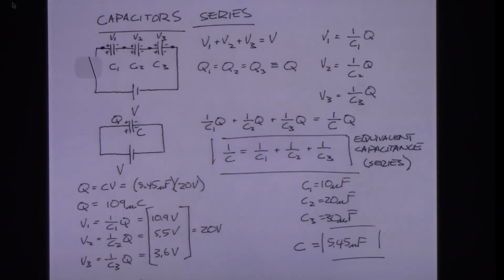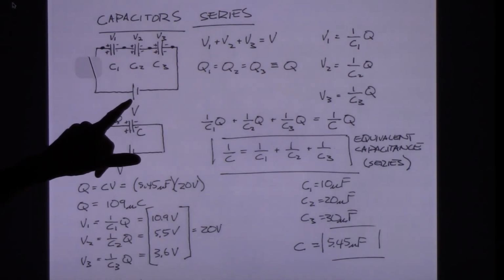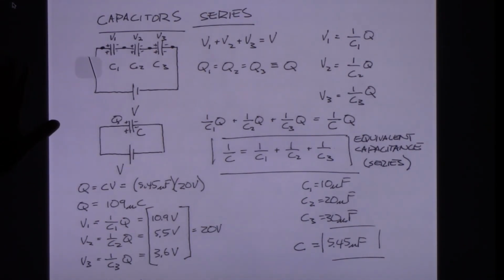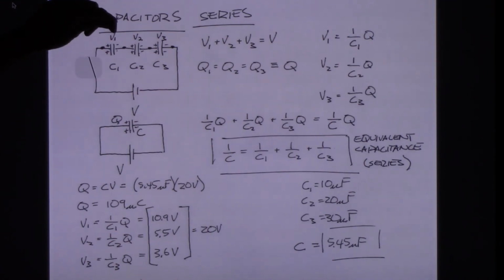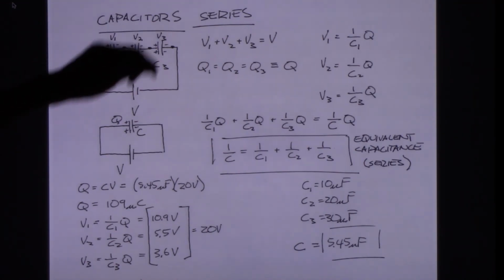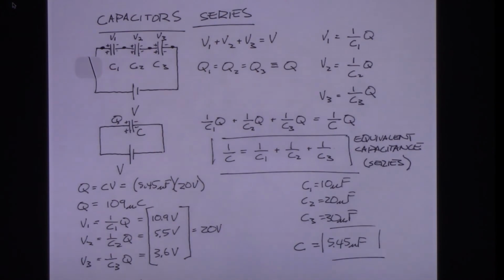Now, the voltages, again, let's say we have a battery, maybe it's 30 volts or something. Those voltages, V1, V2, and V3, the total voltage from the battery is going to get divided up among the three capacitors. The voltages are going to get divided.